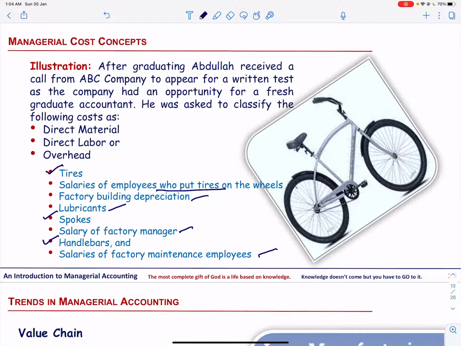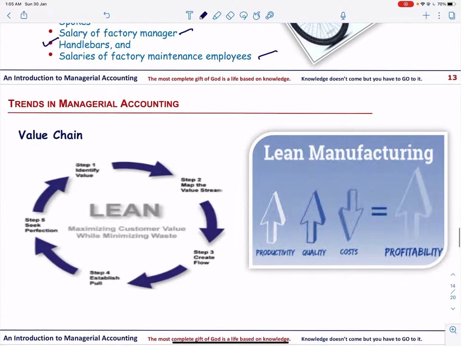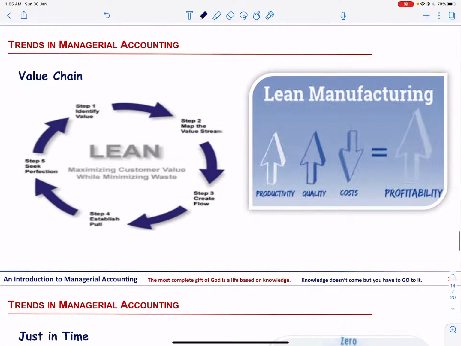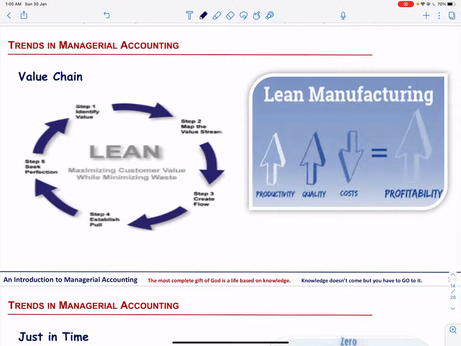Finally, let us talk about the trends in managerial accounting. Business operates in a very dynamic environment. Government regulations keep changing, global competition keeps intensifying, and there is a constant change in technology. Managerial accounting is able to incorporate these changes and provide accurate information to the managers so that they can make effective decisions by innovating new business concepts.